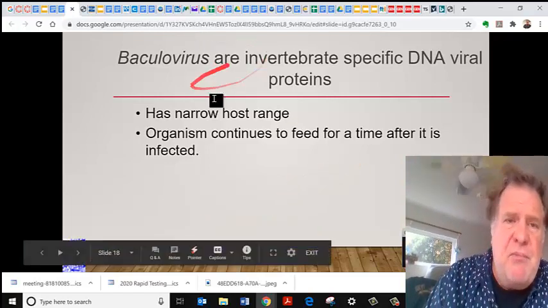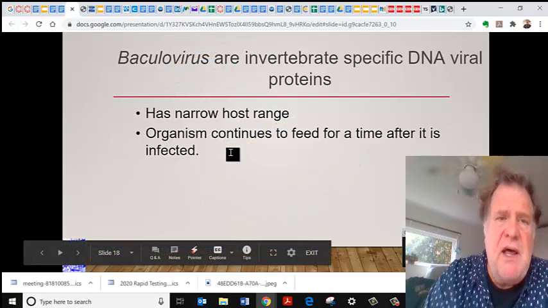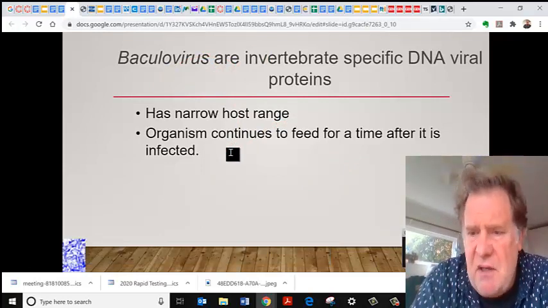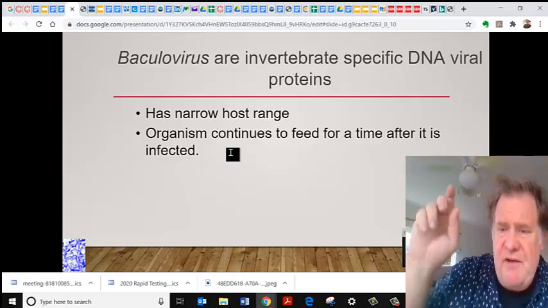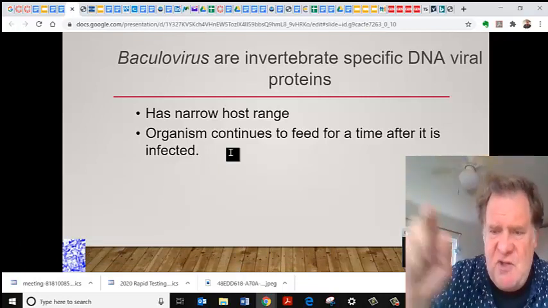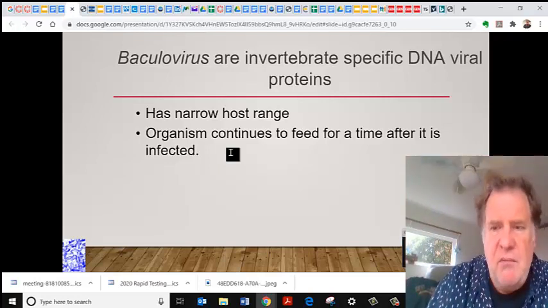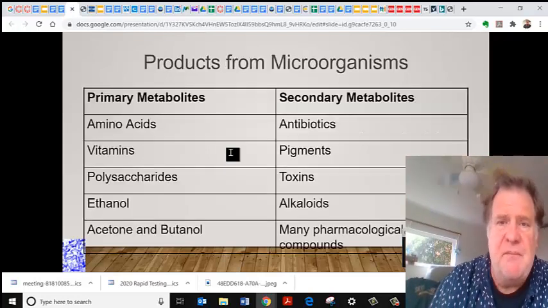Another problem is that people don't like baculovirus a lot because it takes a while to kill the bugs. You're taking days to kill the bugs, whereas you would rather have Raid, which kills the bug dead, right? You spray it on the flying insect and it falls dead from the sky. We would rather have those kinds of insecticides.